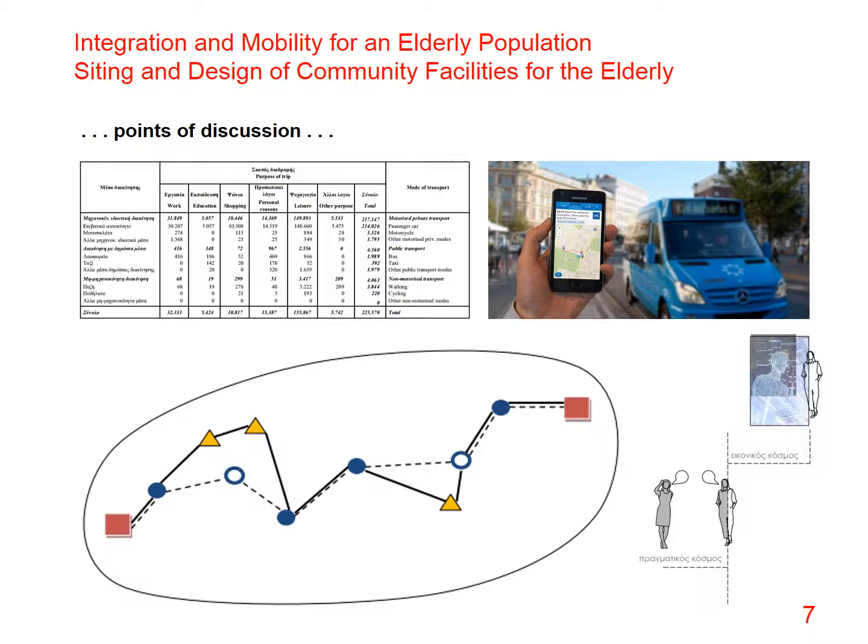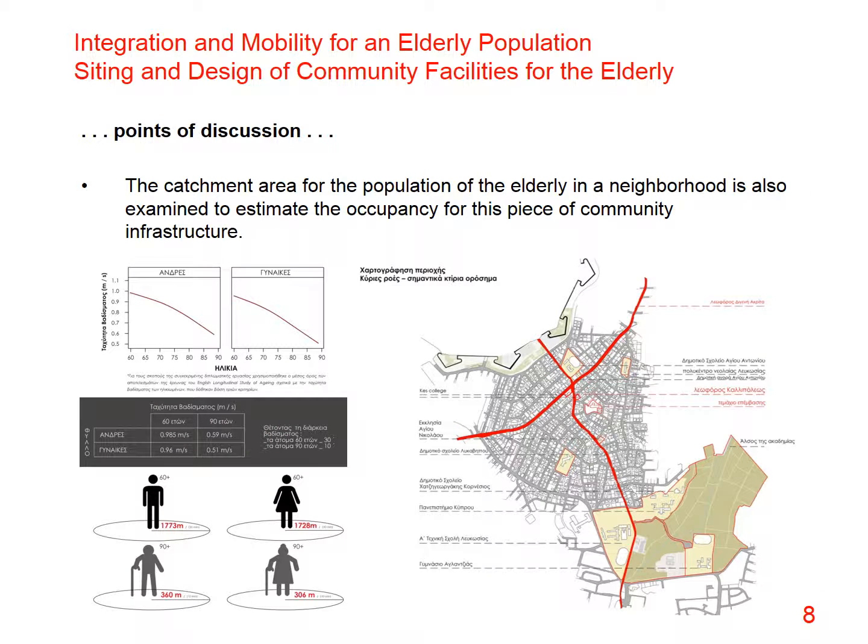These may be small community buses that may be veered away from regular scheduled routes to service the specific needs of the elderly population, and the possibility of using cell phone applications for the catchment area for the population of the elderly in a neighborhood is also examined to estimate the occupancy for this piece of community infrastructure. And here we see a breakdown between men and women, their possible range of movement, and we overlap this observation in a map of the area of study, looking at main routes as well as secondary routes.